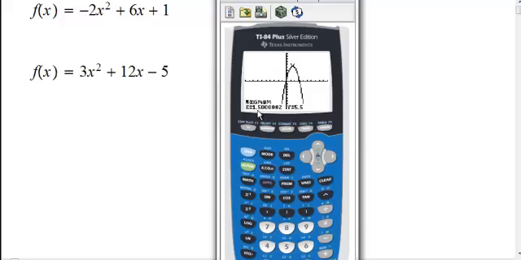So max occurs where? At x equals 1.5, and the highest is 5.5. So this is the highest point, right? Everybody fine? And then we know it occurs when x is 1.5 and y is 5.5, right?